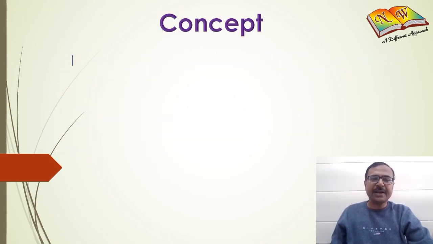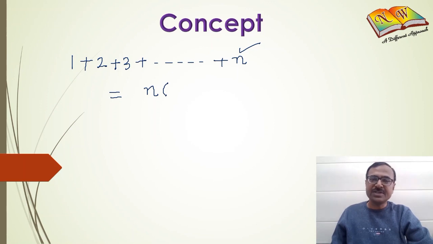If we take numbers starting from 1 and without breaking the sequence, we keep on adding them up to say n natural numbers, the last one is n, then the sum of all these natural numbers can be found out using the relationship n times the consecutive number of n, that is n plus 1, and then dividing the result by 2.